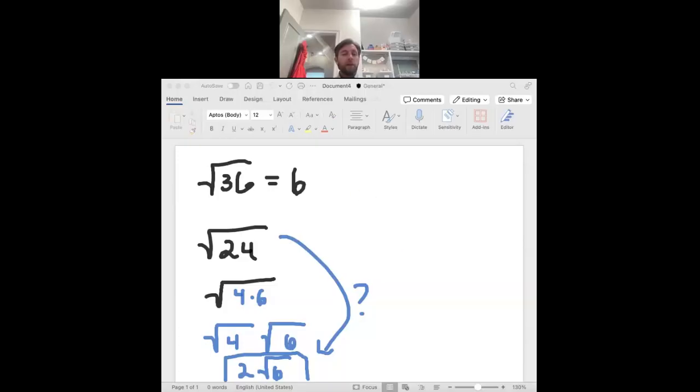So then let me give you another one. And this would probably be more representative of what I would do. Suppose I had something like this: 7 square root of 18. How would we simplify that one?